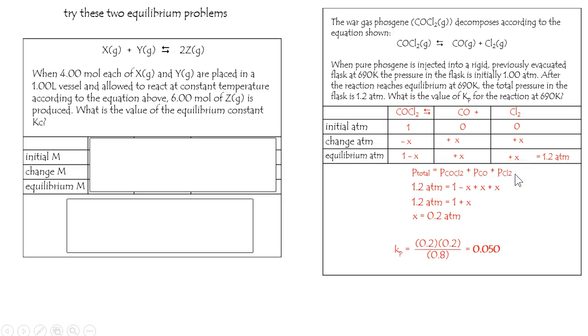So the equilibrium constant will be 0.2 squared divided by 0.8, which is 0.05, which is not a very strong equilibrium constant. These are two sample equilibrium problems.